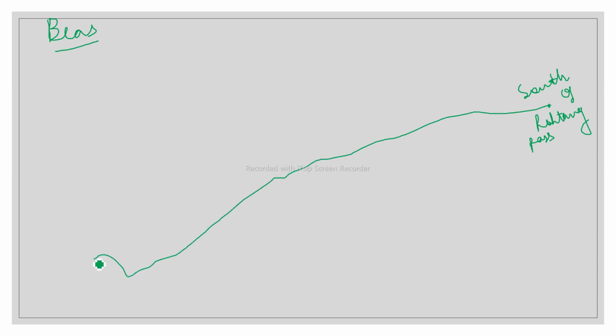Now in Bias, the previous river that we studied, Ravi, was originating from north of Rohtang, whereas Bias is originating from the south of Rohtang Pass. Okay, it is originating from the south of Rohtang Pass, flowing. Now how is it flowing?